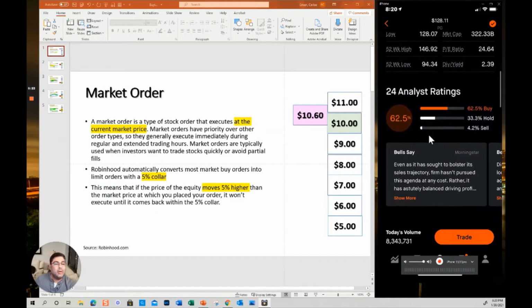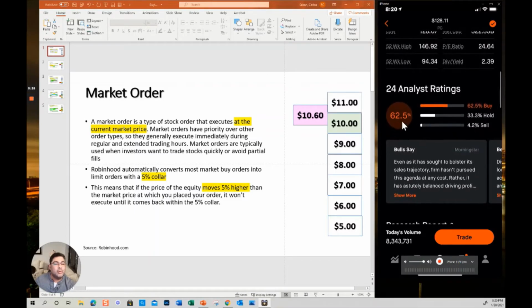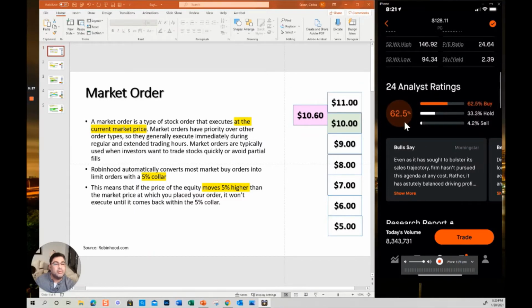Analyst ratings, this is very important. 62.3%, so almost two-thirds think that this stock is a buy, 33.3% hold, and only 4.2% think it's a sell.